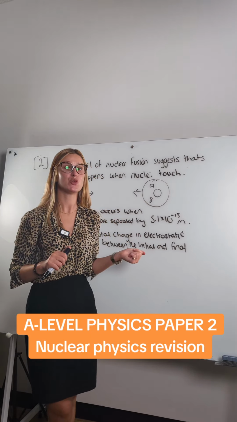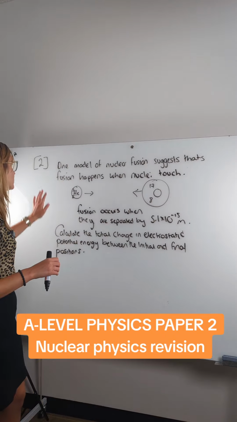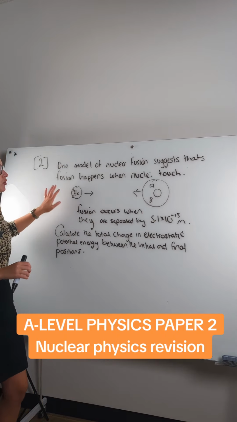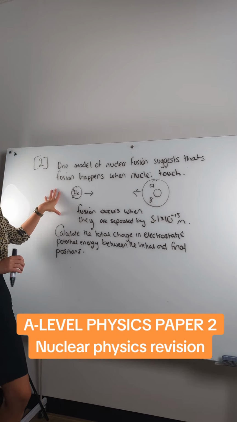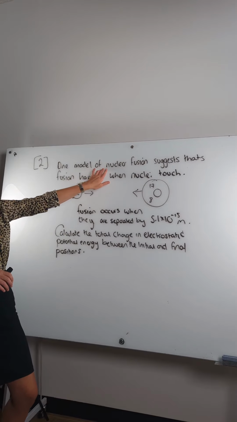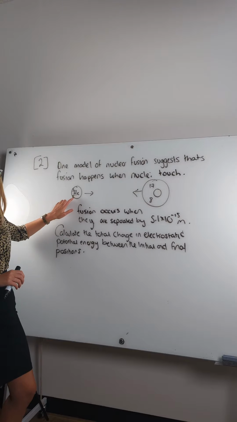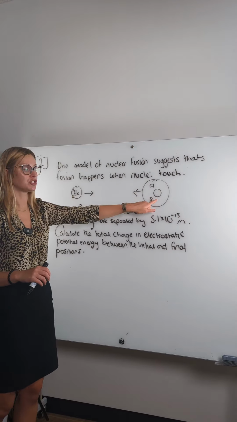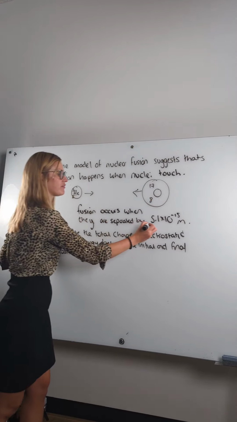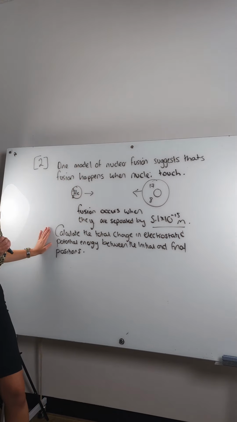So we're going to do some nuclear physics today, okay? This is only a 2-mark question, but it's quite good because there's quite a lot of understanding in it. It says nuclear fusion only happens when we get 2 nuclei to touch together. And we know that the helium nucleus will fuse with the oxygen nucleus when they are separated by 5.1 times 10 to the negative 15 meters.